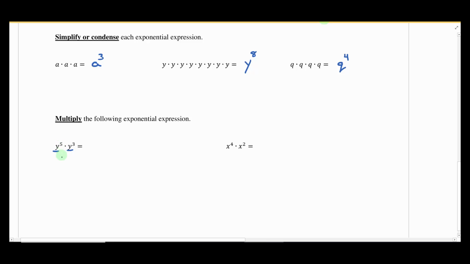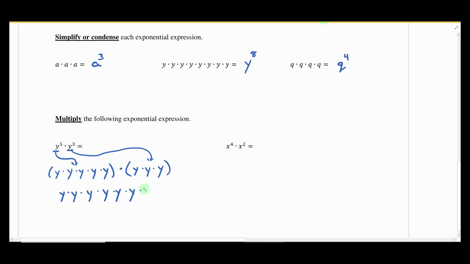So for this, if we expand first, if I take this y to the 5th and I expand it, I'm going to put it in parentheses for right now. So we got y times y times y times y times y. There is my y to the 5th. I'm going to start a second parentheses, and I'm going to put my y to the 3rd in it. So I've got y times y times y, 3 of them, because the exponent is 3. So I can see both of my original pieces here expanded, and then I can drop the parentheses, so I can just say y times y times y times y times y times y times y.